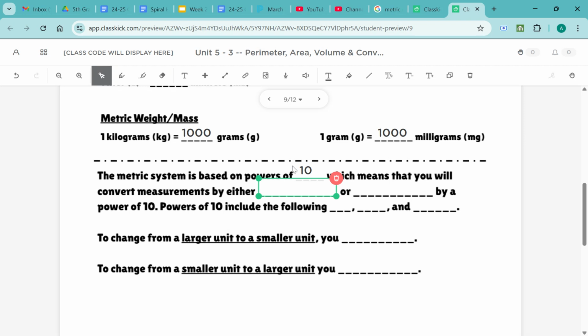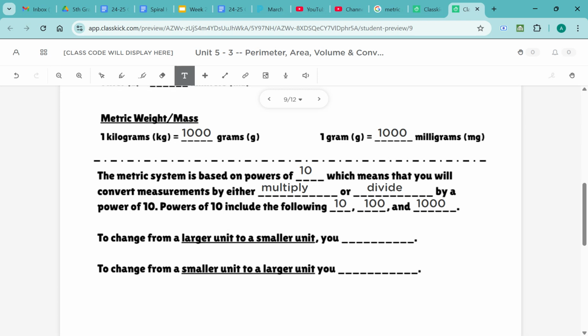Whenever we're doing the metric system, we know we're going to use powers of 10, which are those numbers I just listed, which means that we're either going to do 2 things. We're either going to multiply or divide by a power of 10. So powers of 10 include numbers like 10 itself, 100, and 1,000, which is really nice, right? Because it's not too difficult to multiply or divide by 10, 100, or 1,000. Those are pretty easy numbers because we have 1 and 0. Those are easy to multiply by.